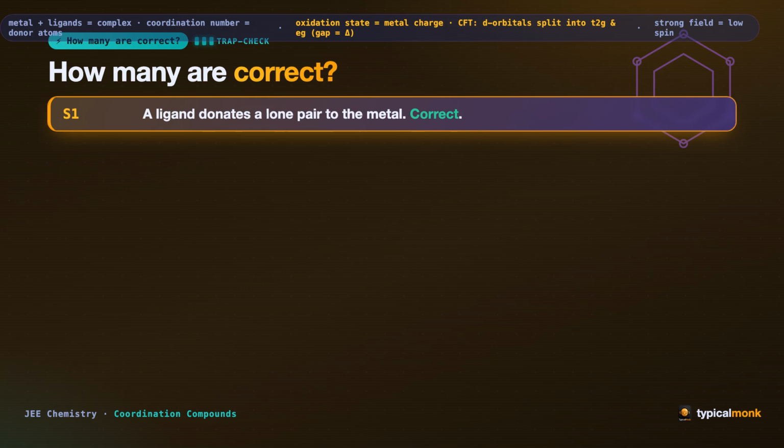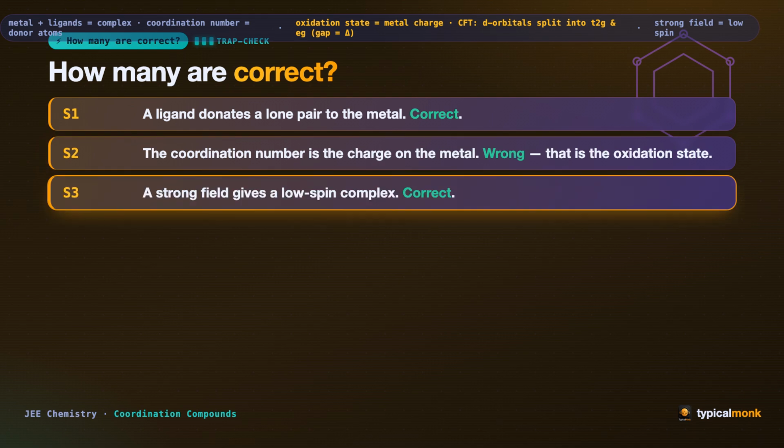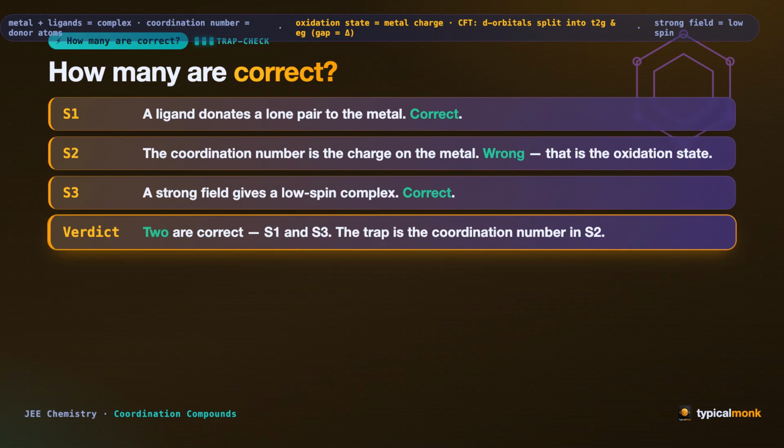Now, how many of these statements are correct? Statement 1. A ligand donates a lone pair to the metal. Correct. Statement 2. The coordination number is the charge on the metal. Wrong, that is the oxidation state. Statement 3. A strong field gives a low spin complex. Correct. So the answer, 2 are correct, statements 1 and 3. The trap is the coordination number in statement 2.